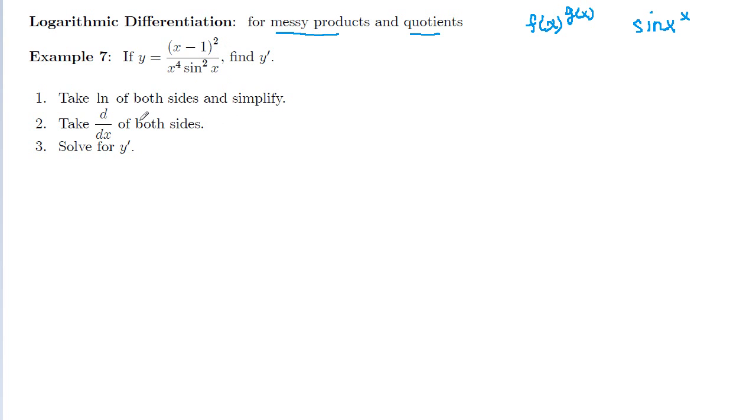So with logarithmic differentiation, you take the natural log of both sides and then simplify using properties of logs. Then you take your derivative and then solve for y prime. So let's try that out. For this first step, we want to take the natural log of both sides. So on the left, natural log of y is going to equal the natural log of x minus 1 squared over x to the fourth sine squared x.